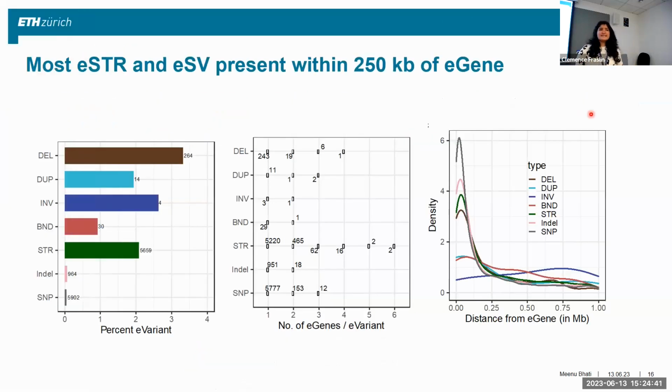So in the SV and STR only analysis, the first one, you could see that deletions, inversions, and the STRs have a much larger proportion associated with eGenes or as eQTLs. And both of them are also associated with a multiple number of eGenes compared to the SNPs and indels. And if we check their distance to the eGene, most are present within 250 kb of the eGene.